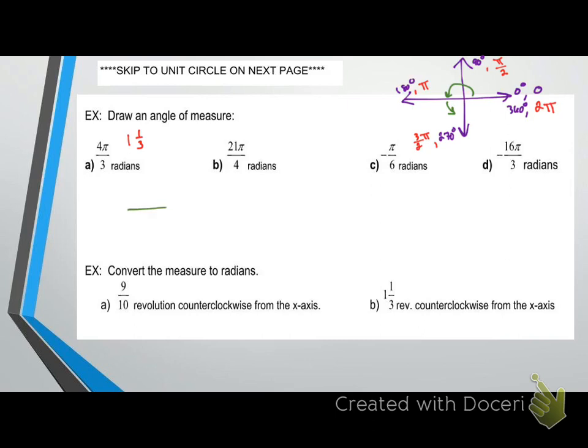So that means that I'm going to draw, well, first I should draw a coordinate plane. And then put this in standard position. And then that means I'm going to go 1 pi, but then another third puts me here. So another third puts me here, and this is 4/3 pi. So we end up in quadrant 3. 21 pi over 4 is going to be the same deal. You draw an xy axis.